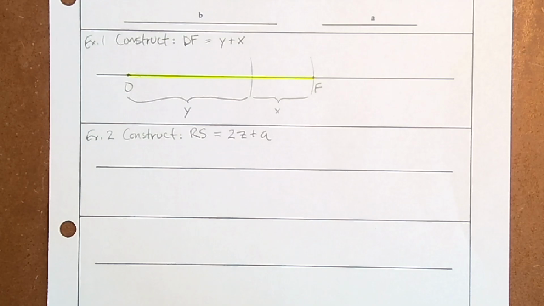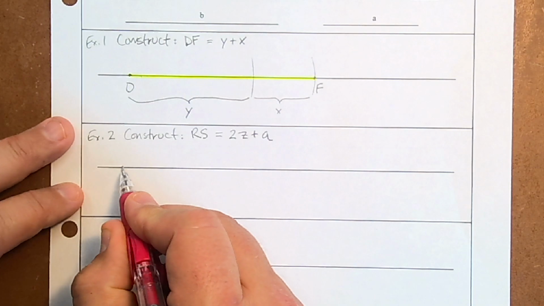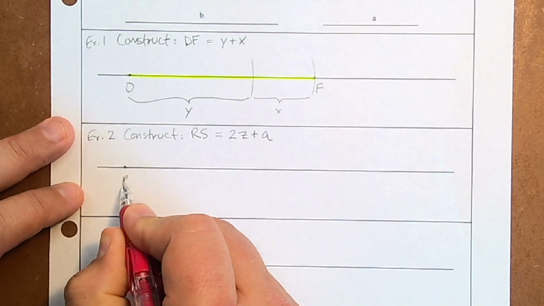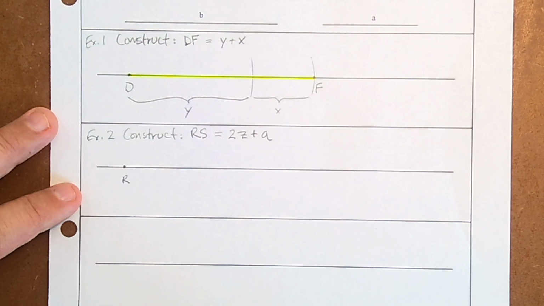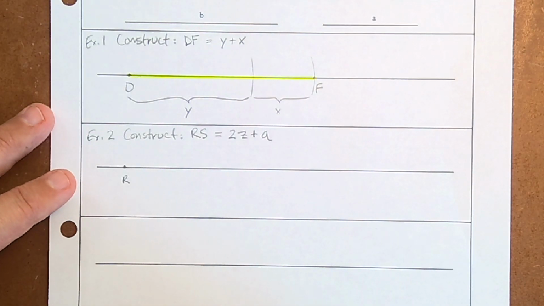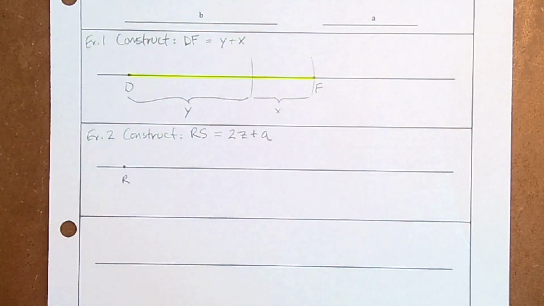Okay, you ready? Come on back. All right, did you tell your neighbor that you're going to start by putting point R on your line? Because that's where you should start. And then from point R, you should measure out 2 lengths of Z and then a length of A. And that will give you a line segment RS that's 2Z plus A long. Does that make sense? Okay, let's do it. Go ahead. You start working on it.